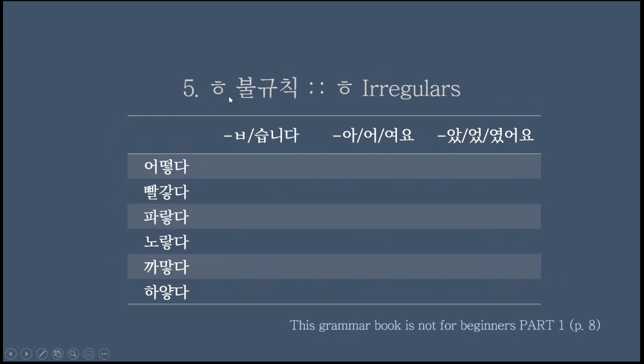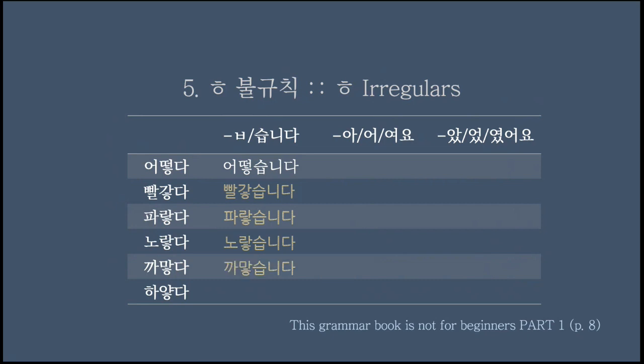Hit irregulars. They are mostly adjectives here. And mostly they're talking about the colors, isn't it? Shall we start with the formal polite ending? 씁니다, 읍니다, 합니다. Because it goes regular. 어떻다, 어떻습니다. Something is how it goes. 빨갛다, 빨갛습니다. Something is red. 파랗다, 파랗습니다. Something's blue. 노랗다, 노랗습니다. Something's yellow. 까맣다, 까맣습니다. Something's black.